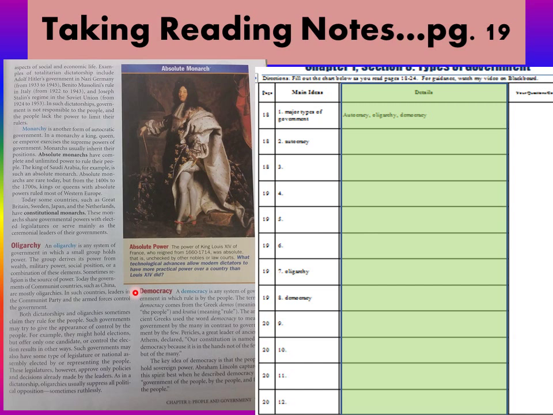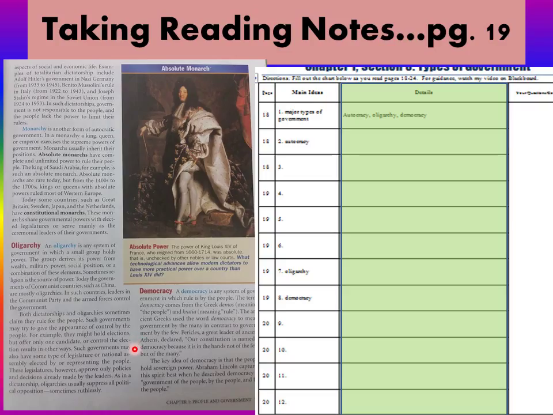In such countries, leaders in the Communist Party and the armed forces control the government. Both dictatorships and oligarchies sometimes claim they rule for the people. Such governments may try to give the appearance of control by the people. For example, they might hold elections but offer only one candidate or control the election result in other ways.